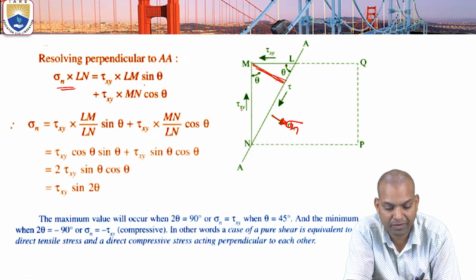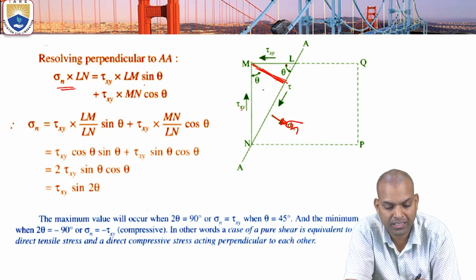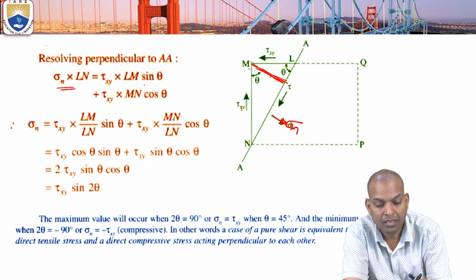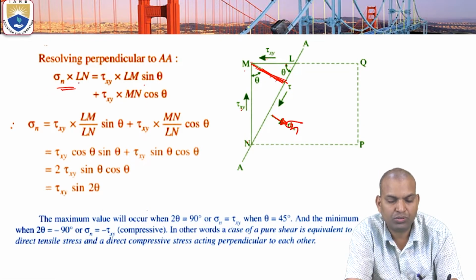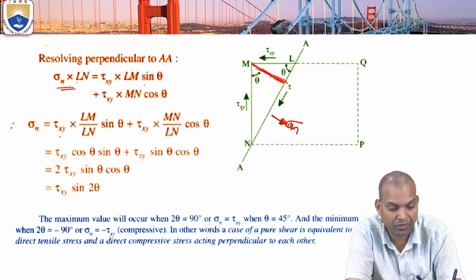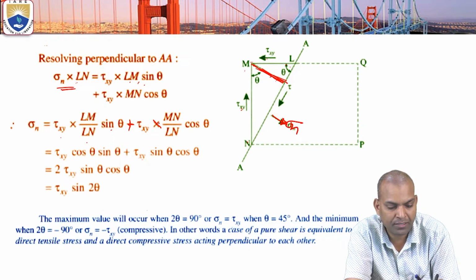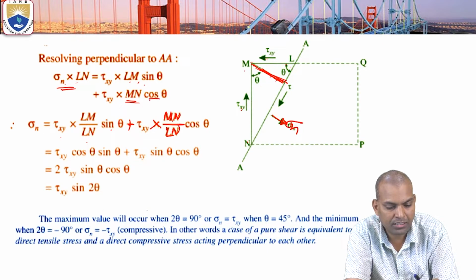So this tau xy. For this also we want the component along this plane. How does it come? This tau xy is mn cos theta. Mn is the hypotenuse, cos theta gives the adjacent side, mn cos theta. Now sigma n equal to this product; the Ln from the left side goes to the right side and becomes a denominator. Now tau xy into Lm by Ln times sin theta plus tau xy into mn by Ln cos theta.